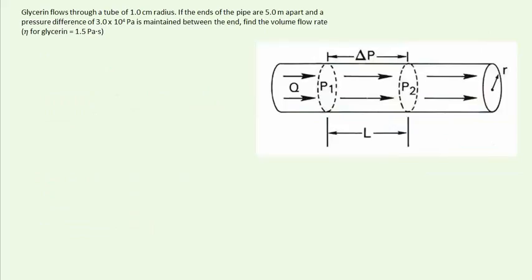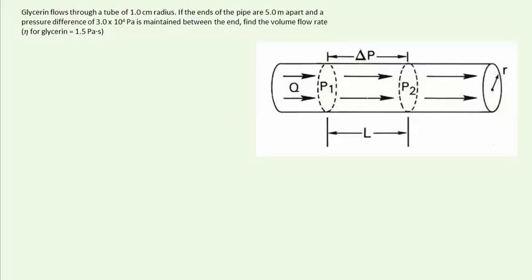If we look at our first example, we have glycerin that flows through a tube of 1 centimeter radius. If the ends of the tube are 5 meters apart and a pressure difference of 3.0 times 10 to the 4th pascals is maintained between the ends, find the volume flow rate. And eta for glycerin is equal to 1.5 pascals multiplied by seconds.